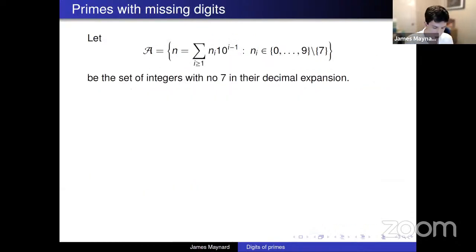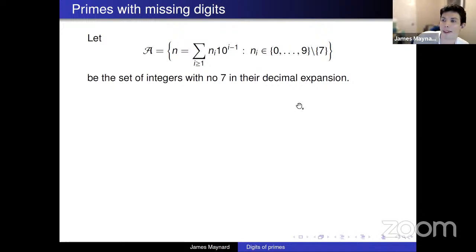So I want to talk about digits of primes, and in particular today, I'd like to look at the somewhat strange set of numbers that have no decimal digit equal to 7. You can ask the same question in different bases, and you can remove a different number, and everything I say here will work for any digit removed in any base, provided the base is bigger than or equal to 10.